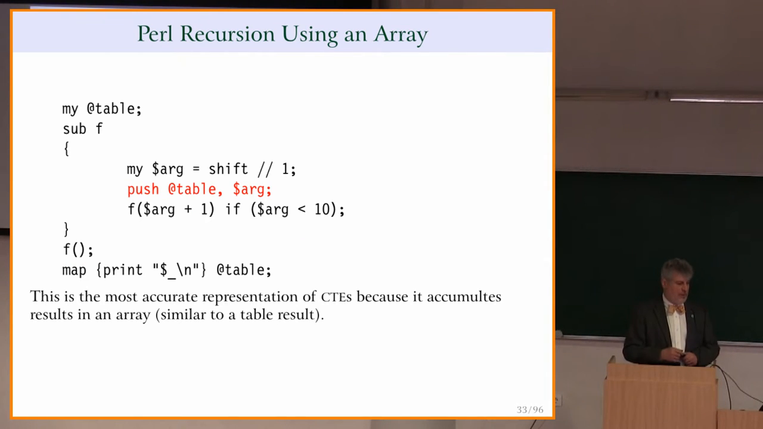Here's another example. If I wanted to do it as an array in Perl, for those of you who like Perl, I could create an array. I can start with 1, add 1 to the array, and then call with 2, and 2 will be added to the array. Again, the same thing. This is actually a little more accurate because the common table expression accumulates the result in memory. Remember I told you about that? When you're running a common table expression, it puts the result in memory. And what I'm doing in Perl here is creating an array in memory and adding to it. This is a little more accurate of what that common table expression is doing.